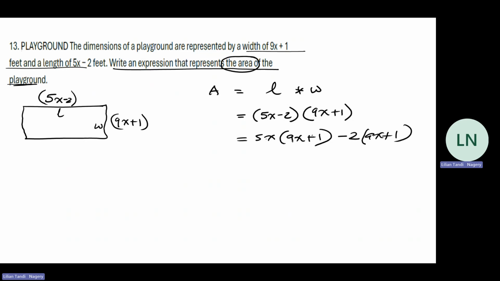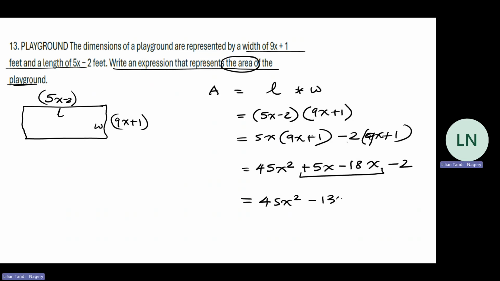So 5x times 9x is 45x squared. 5x times positive 1, positive 5x. Negative 2 times 9x, negative 18x. Negative 2 times positive 1, negative 2. Like terms, friends. 45x squared minus 13x minus 2. And you box your answer.